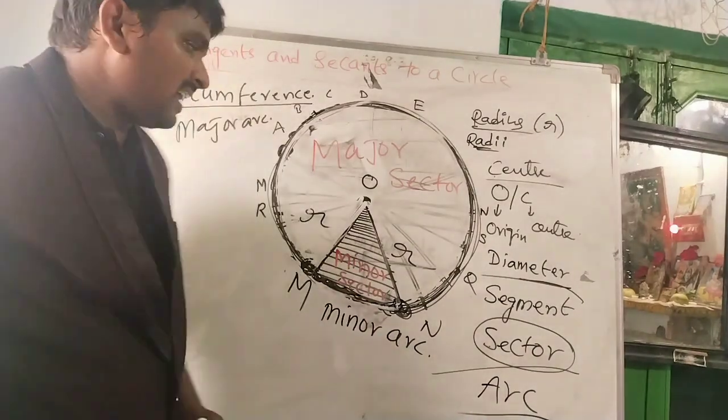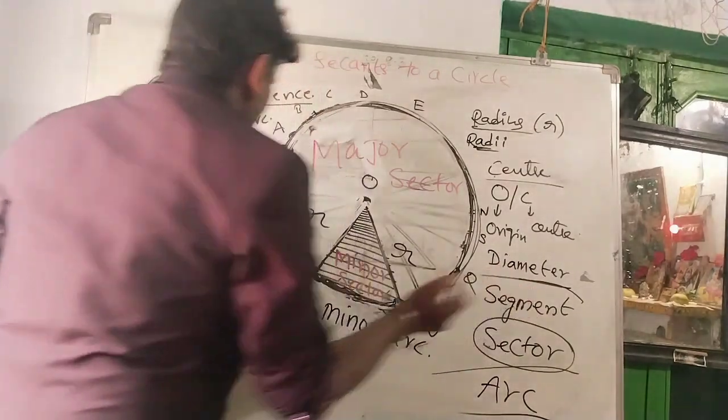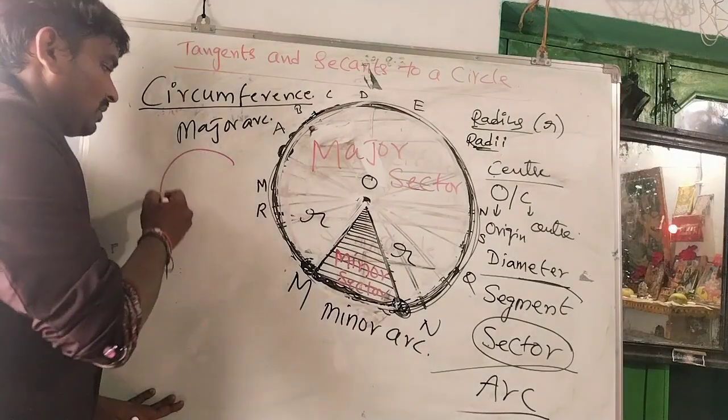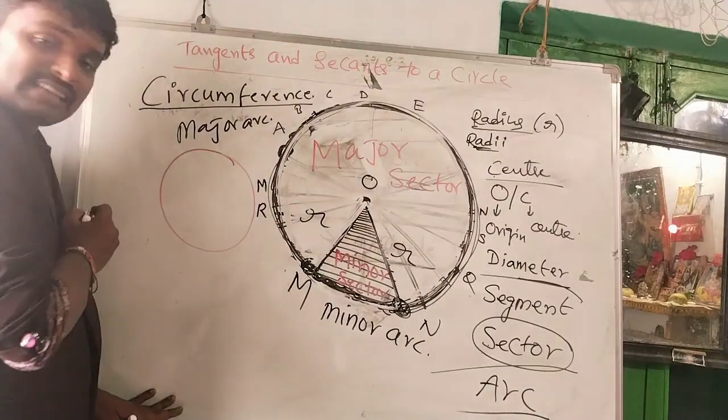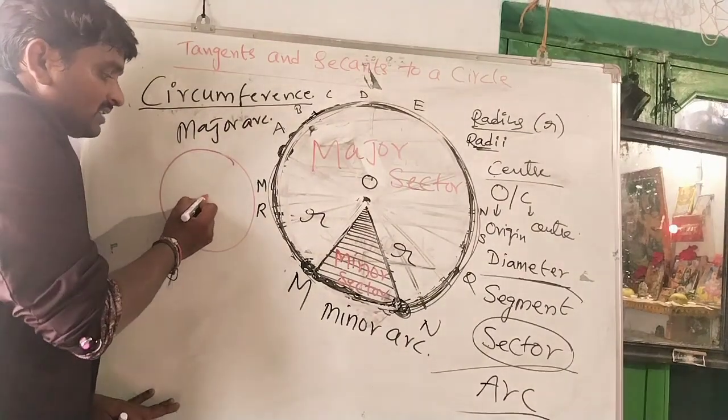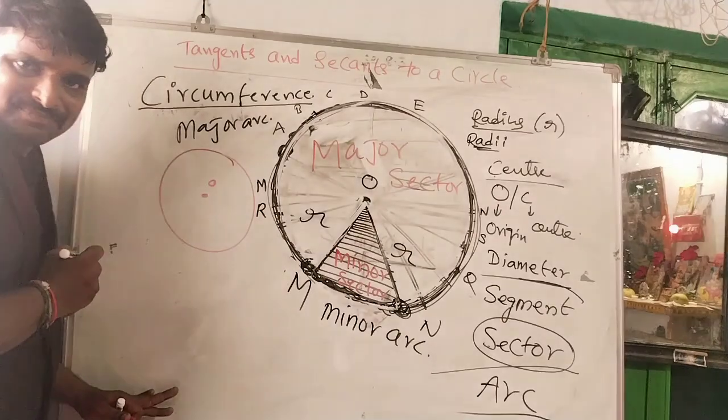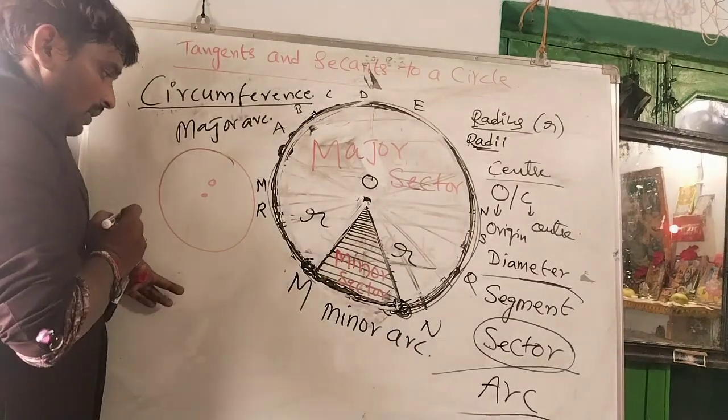And the next one and last one, segment. What is this circle? What is the center of a circle? Right?